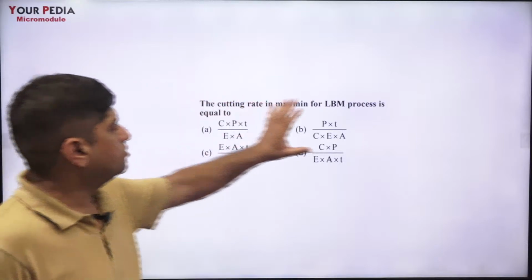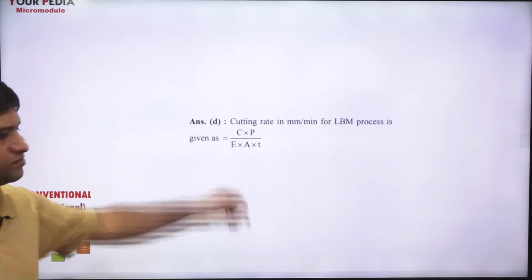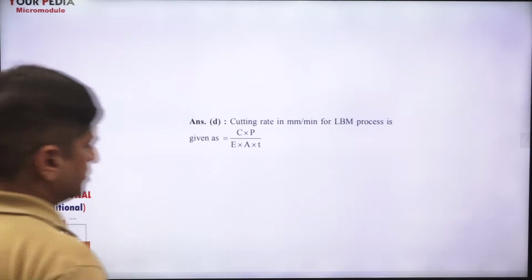So cutting rate in millimeter per minute for laser beam machining process. What do you think is the answer for that? Answer is D. So remember this formula. This formula is important, the cutting rate in millimeter per minute for laser beam machining. This will come, so I'll discuss this formula again with you. But remember, this formula is very important in laser beam machining.